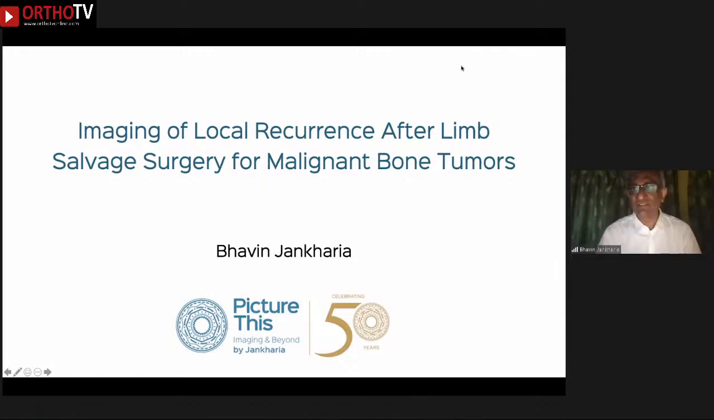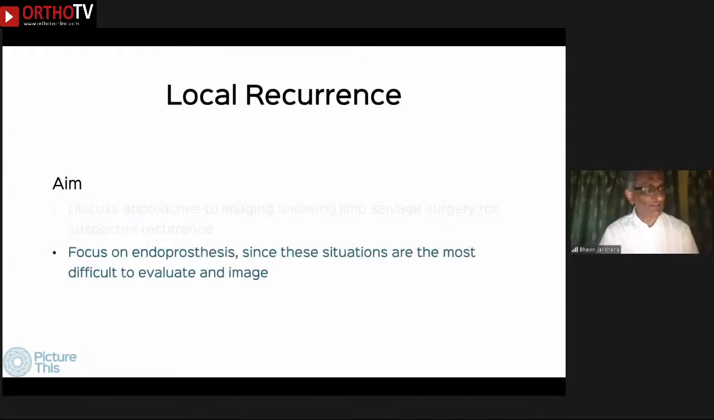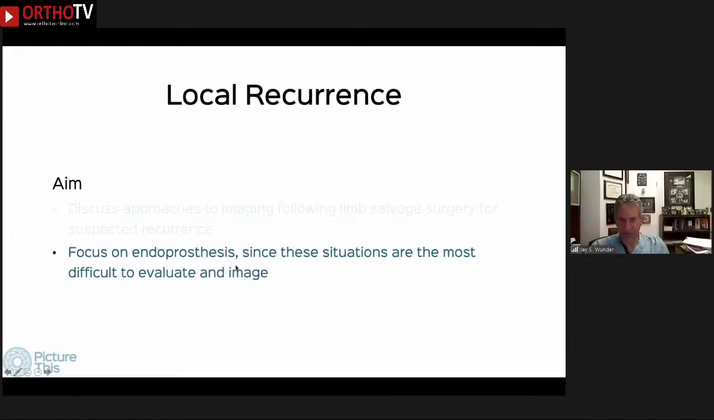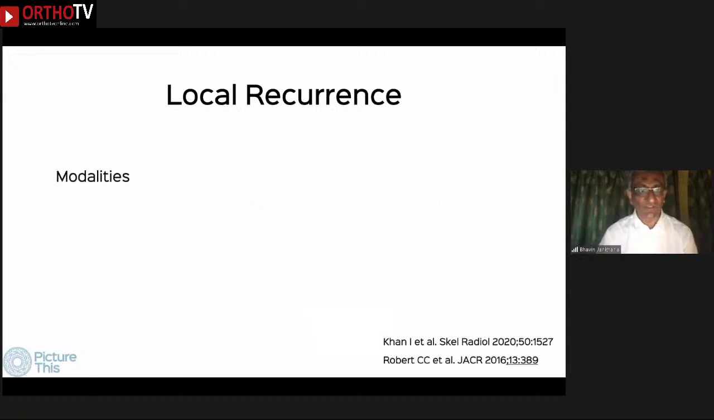So you're able to see the screen? Yes. That's a mouthful of a topic, but the basic aim today is to look at imaging following limb salvage surgery for suspected recurrence, but the focus is really going to be on imaging as method, since these situations are the most difficult to evaluate and image.